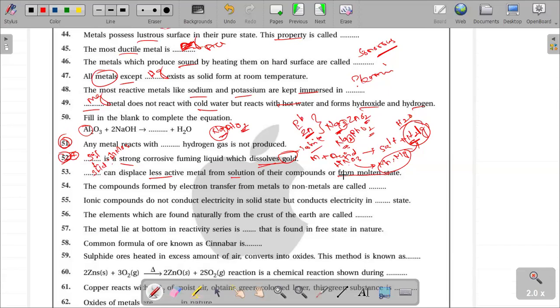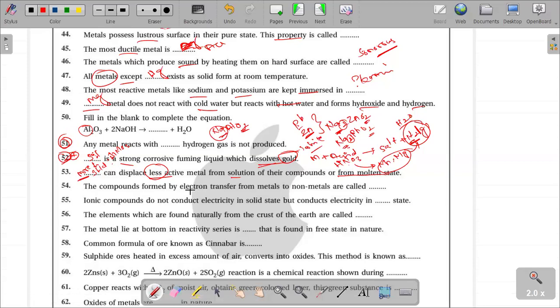Just one word. Here what they said, less active metal. Here you should write, more active metal. More active metal means a highly reactive metal, it will displace the low reactive metal. That's what we are saying, the displacement reaction. Displacement reaction means a more reactive element will displace the less reactive element. So it is nothing but the displacement reaction, same as this.